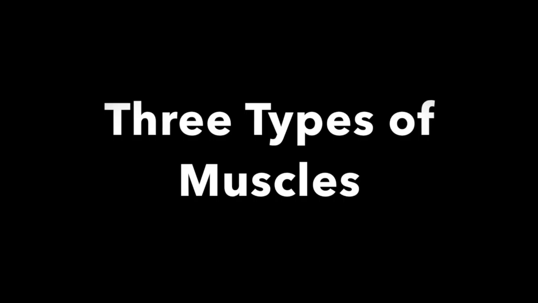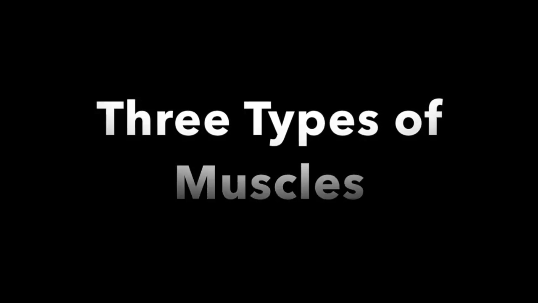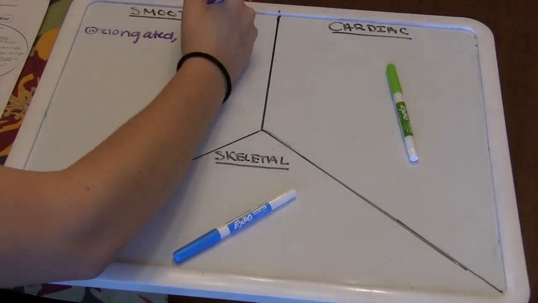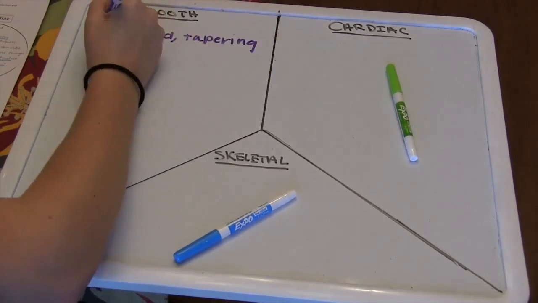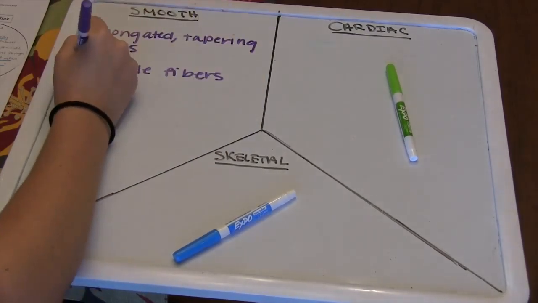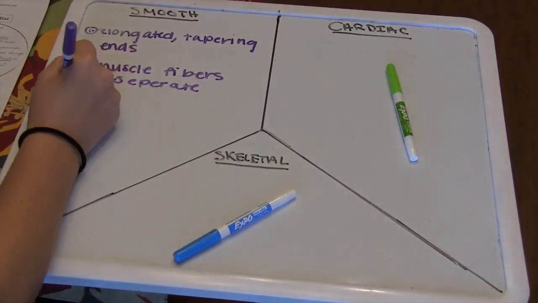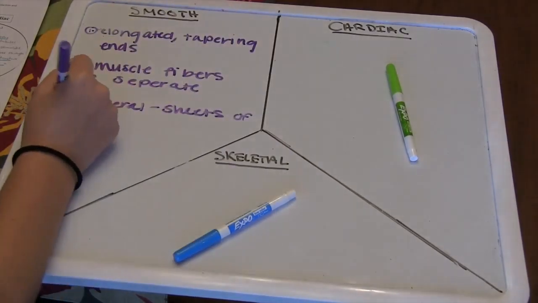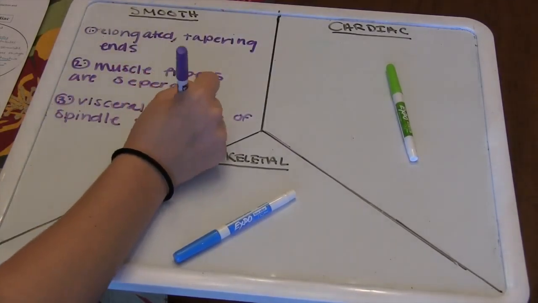There are 3 different types of muscle cells. Smooth muscles have elongated, tapered ends. The muscle fibers are also separate. The visceral type of smooth muscle cells are sheets of spindle-shaped cells.